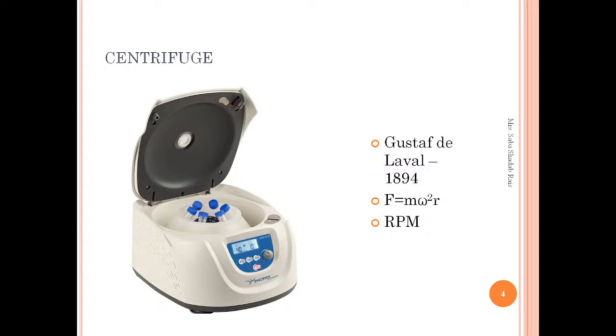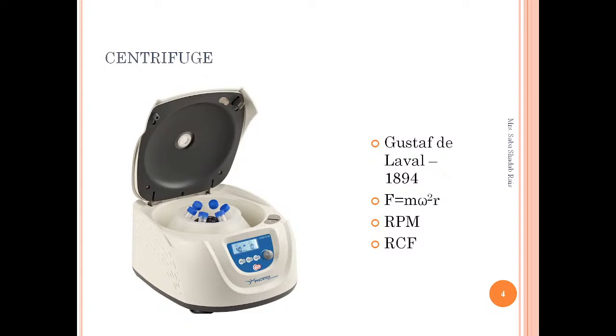I'm so sorry. Okay, so revolution: when you are applying the centrifugal force, in every minute, how many times is that angular velocity happening? So rotation per minute. And the next important thing is RCF. What is this RCF? Relative centrifugal force. Now see, not only revolution per minute is important, but also the RCF is important.